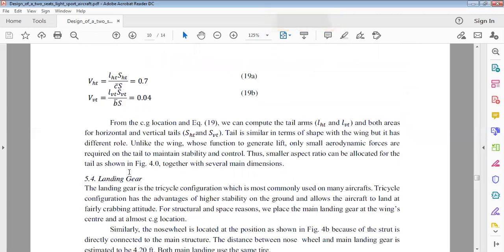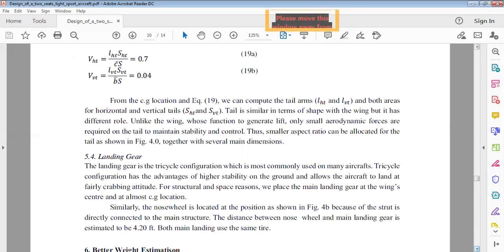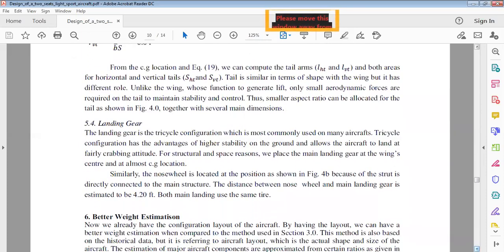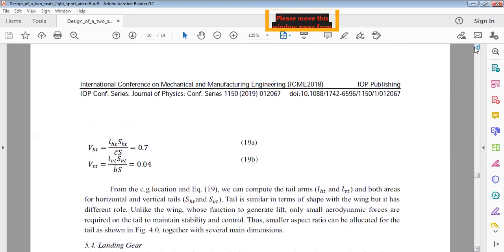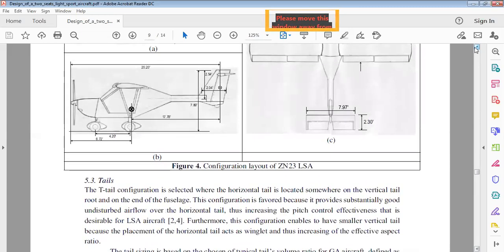Okay, and we have the landing gear. What type of landing gear is it here? Tricycle. The tricycle configuration has the advantages of higher stability on the ground and allows the aircraft to land at a fairly crabbing attitude. For structural and space reasons, we place the main landing gear at the wing center. You can see that in this diagram, the landing gear is at the wing center.